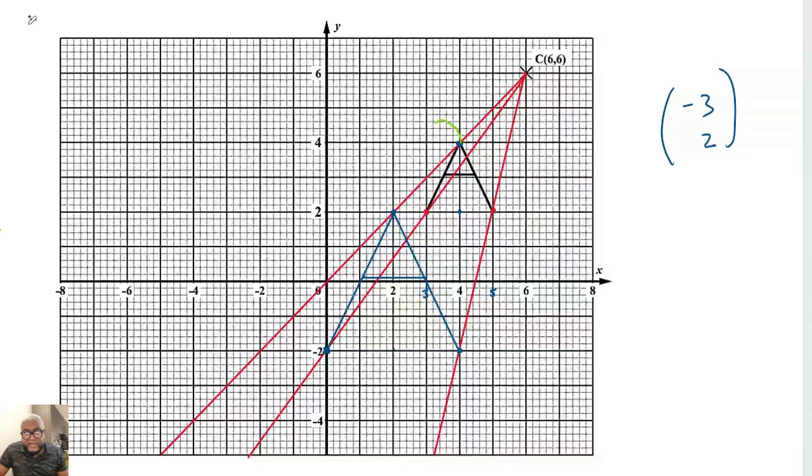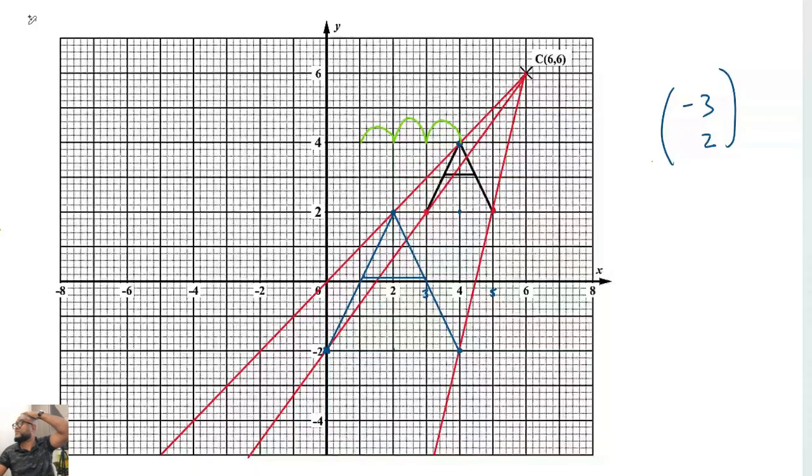Ishan, how your graph looking there? I like yours. Nice. 1, 2, 3. 3 spaces to the left. You good there? Lock in, fellas. 3 spaces to the left. How many spaces up? 2. That's what this vector means.